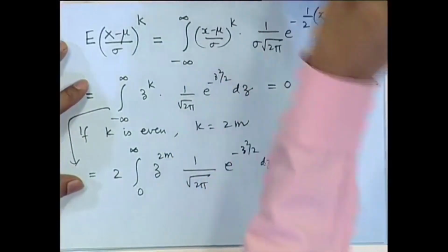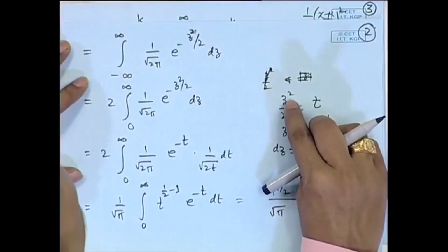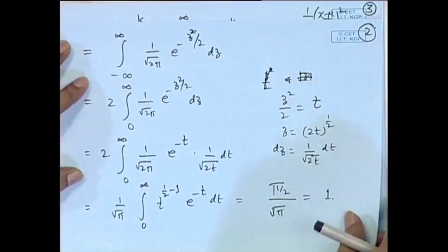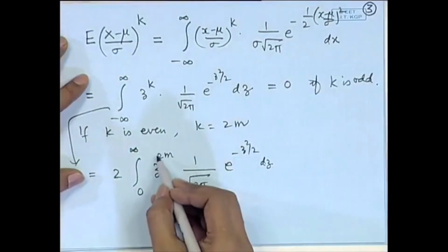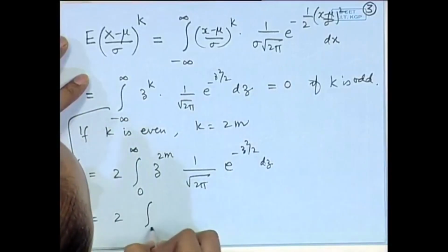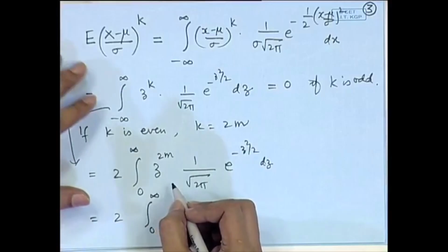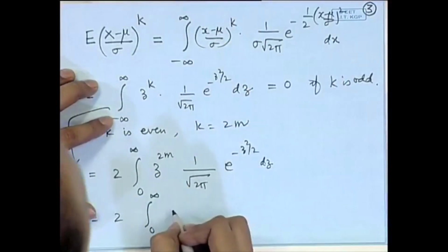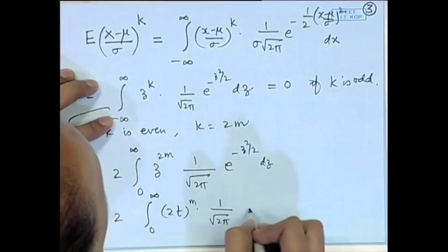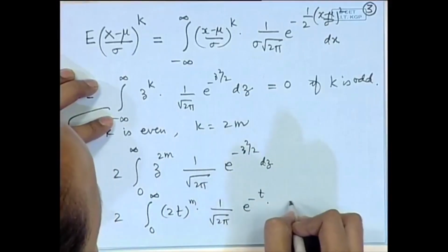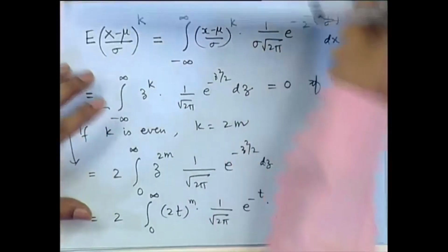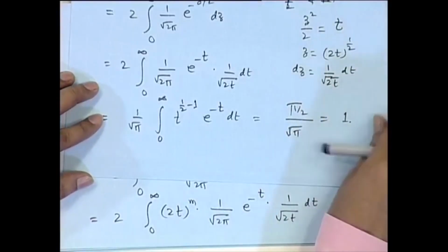At this stage, let us consider the second transformation that we made, that is, z square by 2 is equal to t. If we make this transformation, then this quantity reduces to 2 times the integral from 0 to infinity. Now, z square is equal to 2t. So, this becomes (2t) to the power m times 1 by root 2 pi e to the power minus t times 1 by root 2t dt, by considering dz is equal to 1 by root 2t dt.